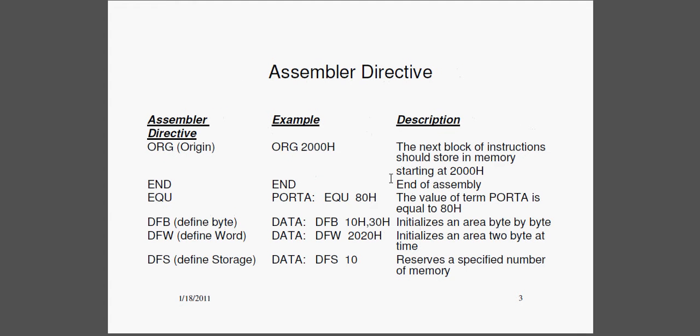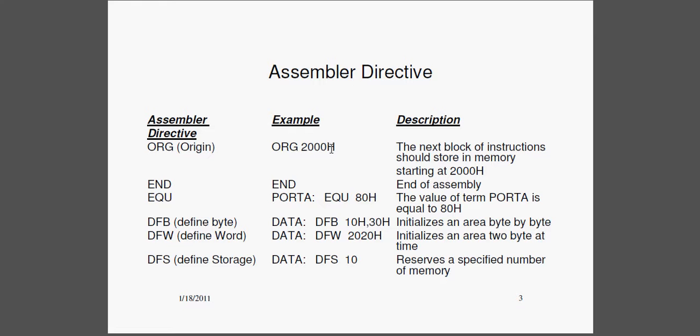This is some of the assembler directives which you can use when you are writing assembly language. The first one is the origin. For example, here ORG 200H, which refers to 200 in hexadecimal. This means the next block of instructions should be stored in memory starting from this specific address. The processor will know that the instructions it should refer to begin from this specific memory location.